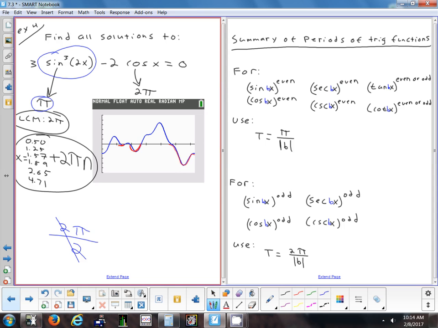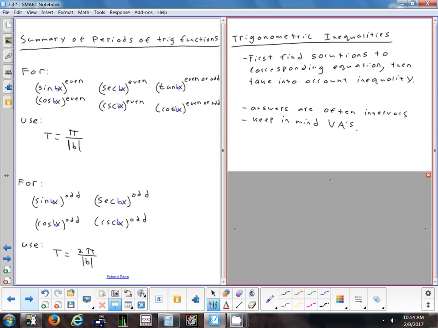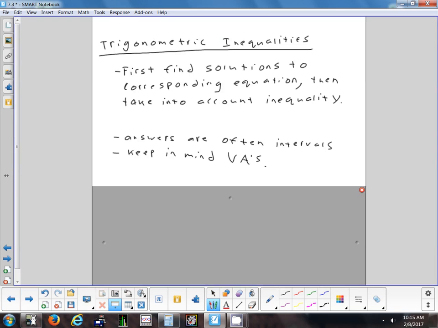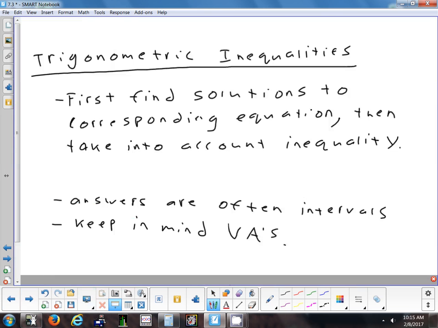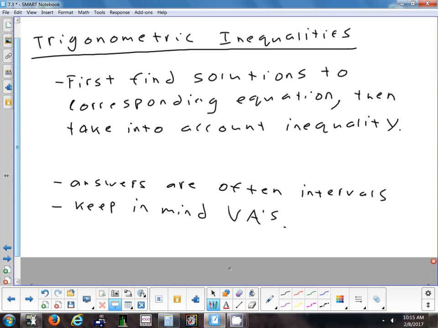Those three things that I just traced, what are they? They're not single numbers. Yeah? They're a range of numbers. They're a range, they're intervals. Okay? So when you're solving trig inequality, a lot of times your answers are going to be intervals. Very good. So start out just like you're solving as if it were an equation. But then you have to take into account the inequality. Is it asking you where something is less than 0 or where something is greater than 0?